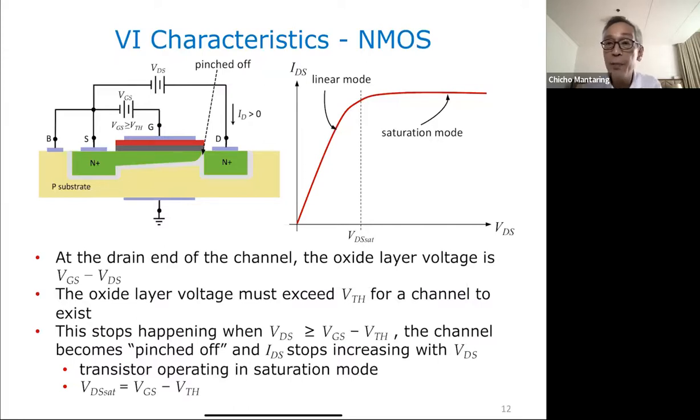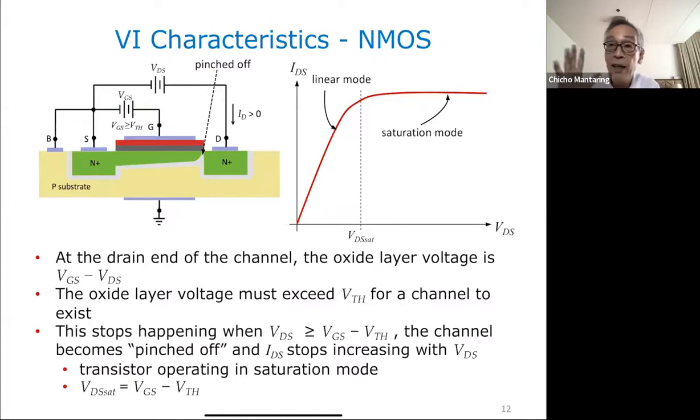Now you can see that there's some similarity with the BJT. In active mode, in a BJT, your collector current is not dependent on your collector to emitter voltage. It only depends on beta in active mode. Similar here to a MOS transistor, you're going to find out later on that it's not going to be dependent on VDS. It's just going to depend on VGS. Your drain to source current here will just depend on VGS. It will not depend on VDS.